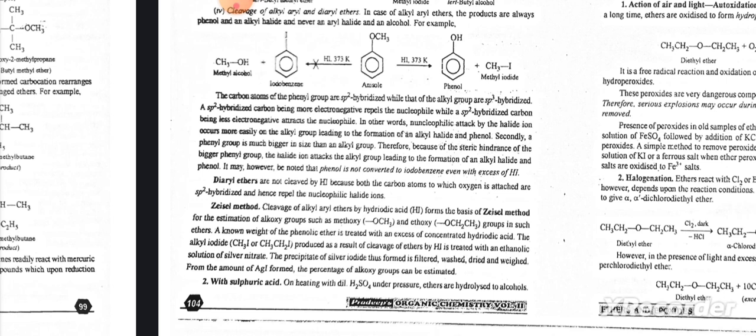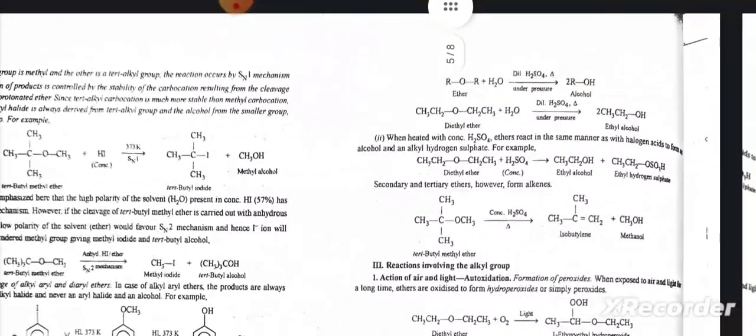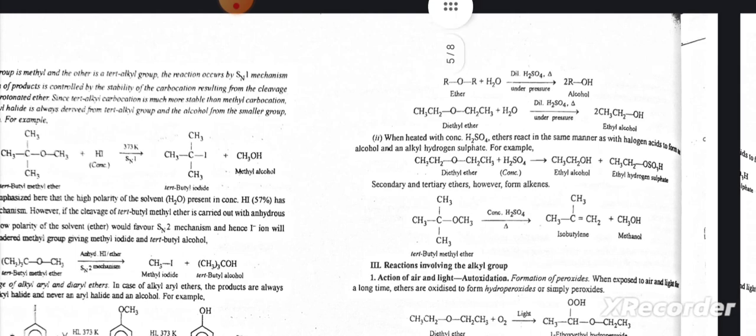With sulfuric acid: on heating with dilute H2SO4 under pressure, ethers are hydrolyzed to alcohols. When heated with concentrated H2SO4, ethers react in the same manner as with halogen acids to form an alcohol and an alkyl hydrogen sulfate. Secondary and tertiary ethers, however, form alkenes.